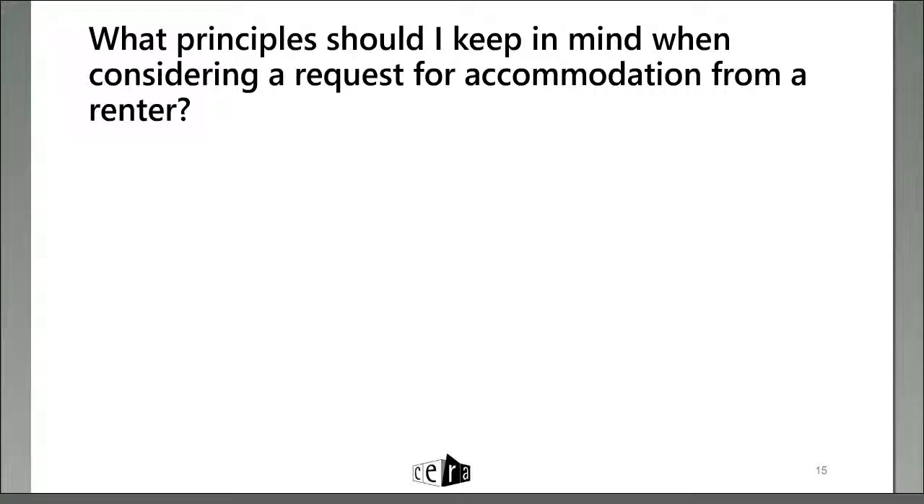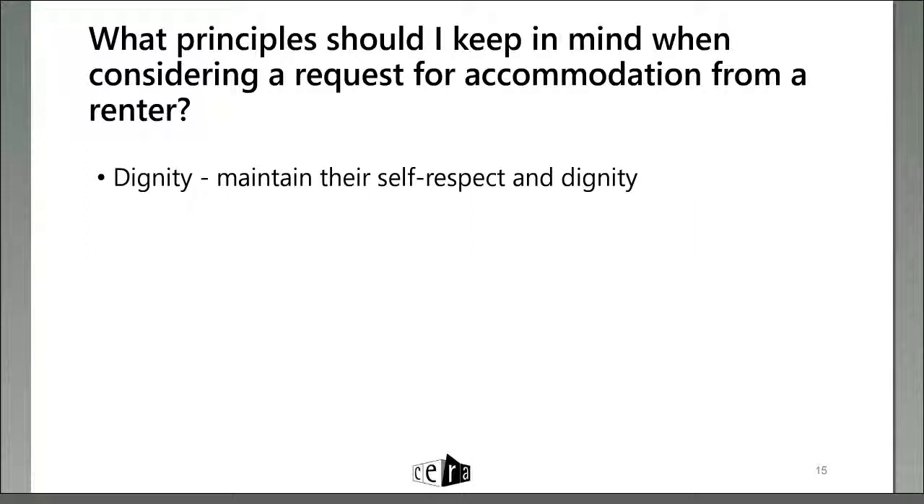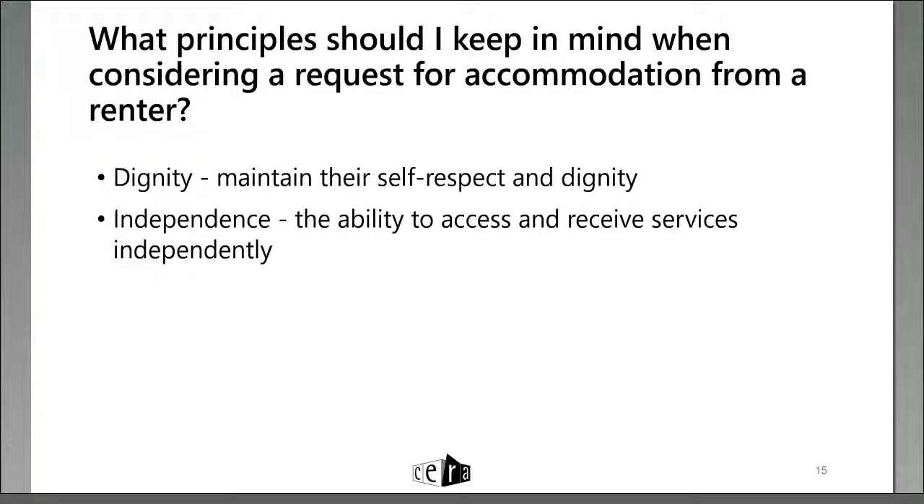Our next question is, what principles should I keep in mind when considering a request for accommodation from a renter under the code? So the first one would be dignity. It is important to provide service in a way that allows renters with disabilities to maintain their self-respect and dignity. This can be achieved by communicating with renters individually to understand their needs, understanding and contemplating the many ways that people need to access services, providing services in a way that ensures that the renter feels valued and deserving of full service.